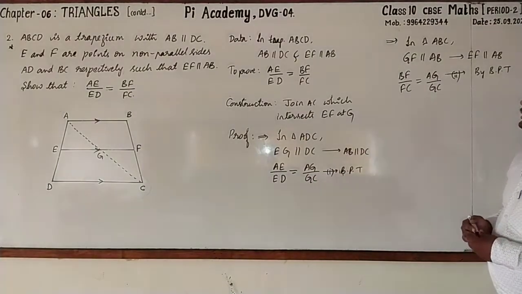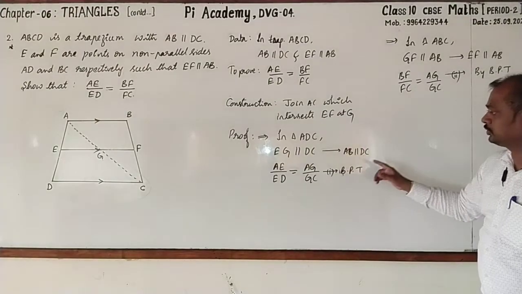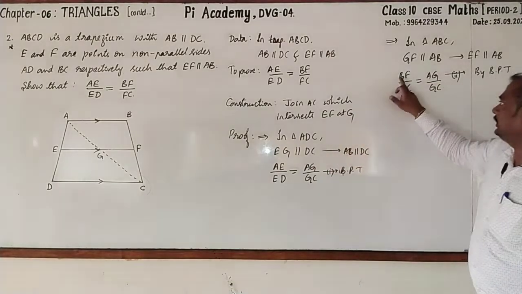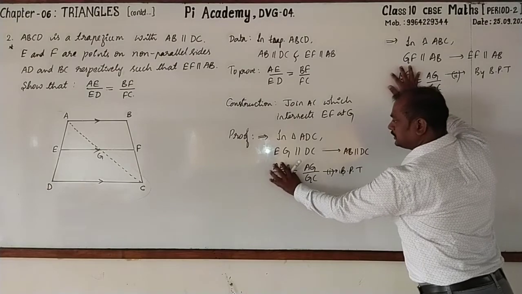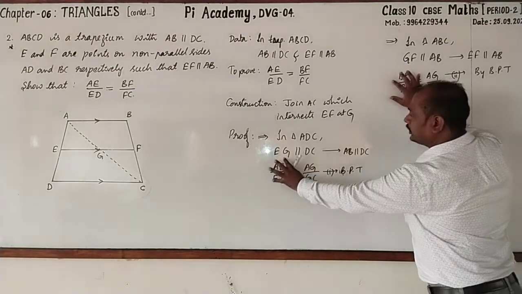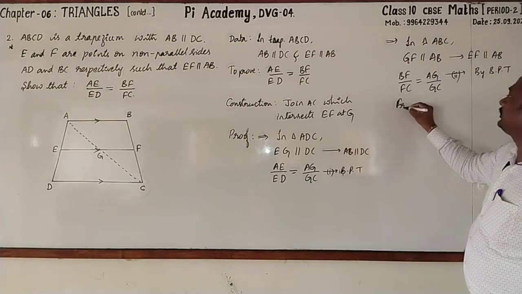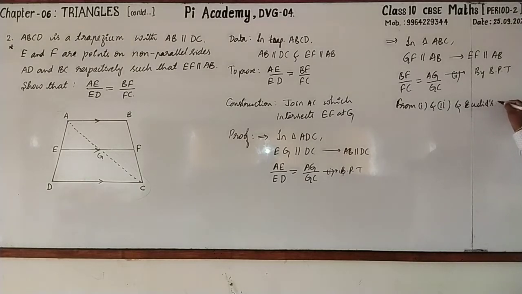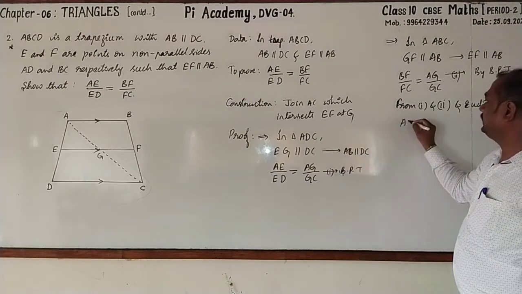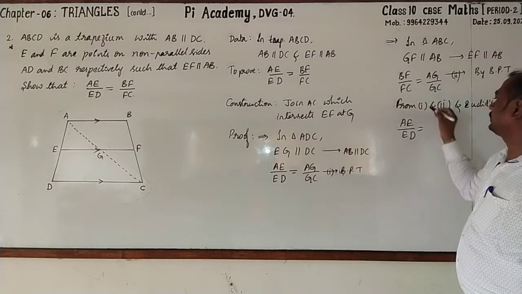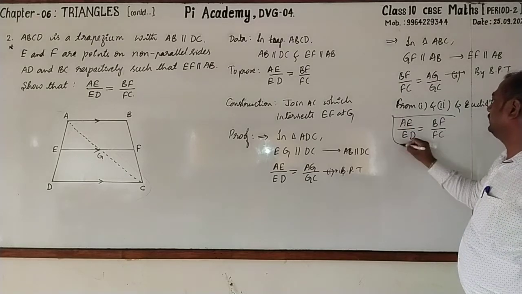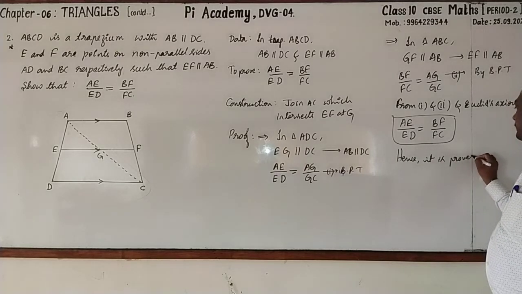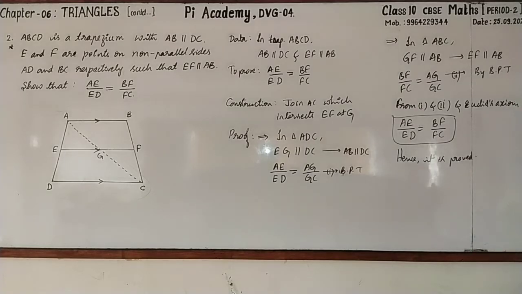Observe. In statements 1 and 2, you can come to know that AG by GC, here also AG by GC. And AE by ED, BF by FC. These are the two things which are equal to the same thing, hence are equal to one another. So we can write from statements 1 and 2 and Euclid's axiom, AE by ED is equal to BF by FC. So hence it is proved. It is proved. Clear? Go for copy.